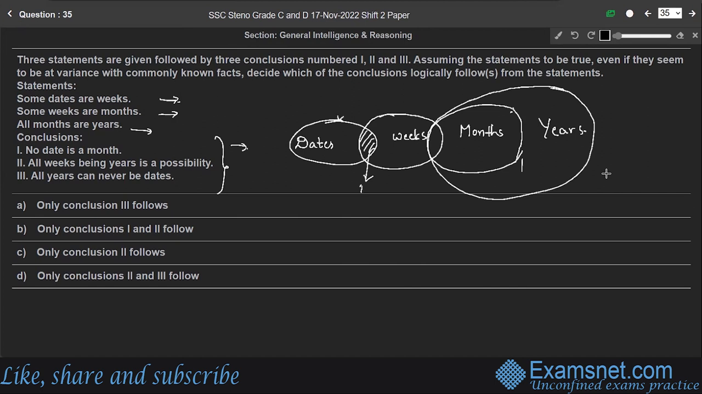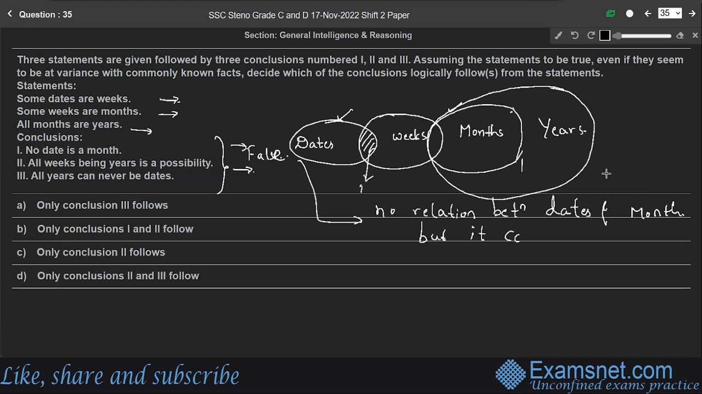So here the set of dates is here, the set of months is here, right? No date is a month is completely false, because there is no definite relation between date and month, but it can be possible, right? Therefore, it's a false conclusion, right? Second conclusion, so if you want you can write: no relation between dates and months. But it can be possible.